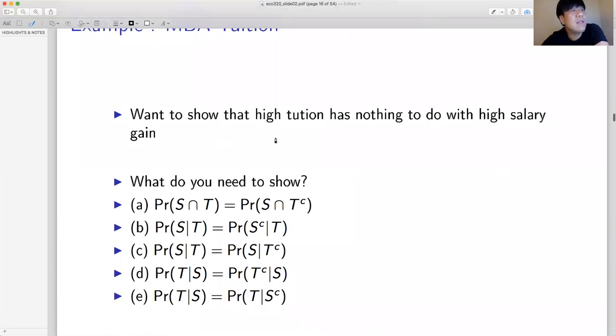So we want to show that high tuition has nothing to do with high salary gain. As I discussed previously, that has to do with whether two events are independent or not. Independent means they have nothing to do with each other. We are testing whether the events are independent or not, basically. And what do you need to know? So please take some time on this.